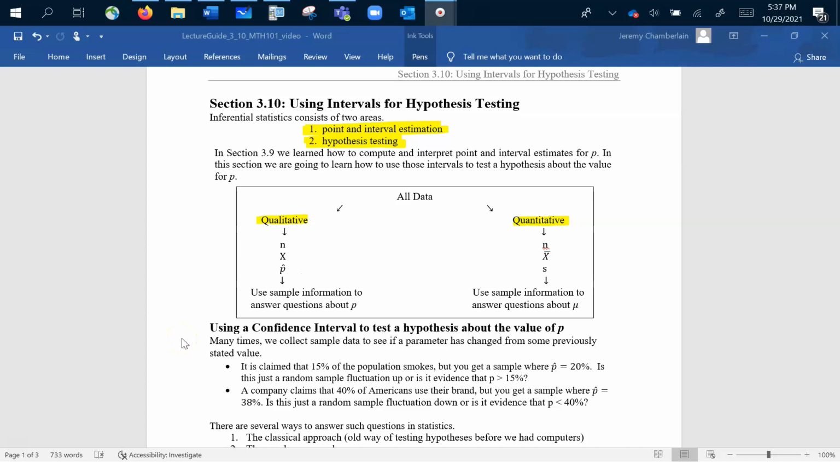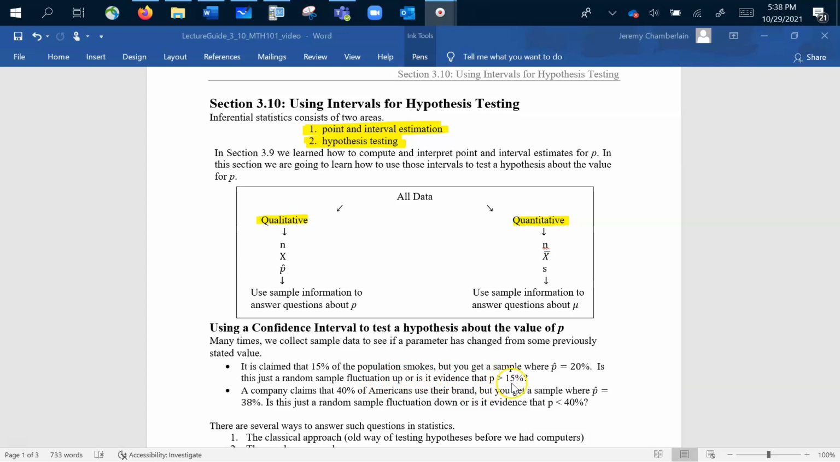In this section, we're going to use a confidence interval to test a hypothesis about the value of the population proportion p. Many times we collect sample data to see if a parameter has changed from some previously stated value. For example, it is claimed that 15% of the population smokes, but you get a sample where the sample proportion p-hat is 20%. Notice 20% is larger than the claimed value of 15%.